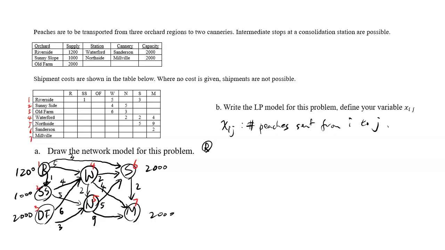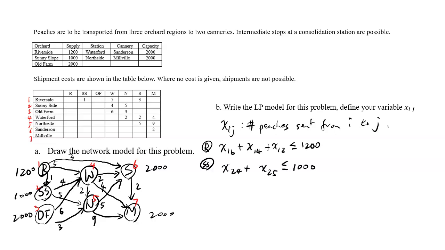First, R, you have x1 6, right? 1 to 6, x1 to 4, 1 to 4, and then x1 to 2. And that cannot be more than the supply, which is 1200. SS, okay, you have going out x2 to 4, SS to W, x2 to 5, right? Those are the only outgoing ones. Less or equal to supply 1000.